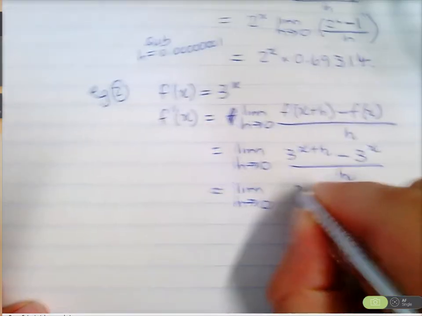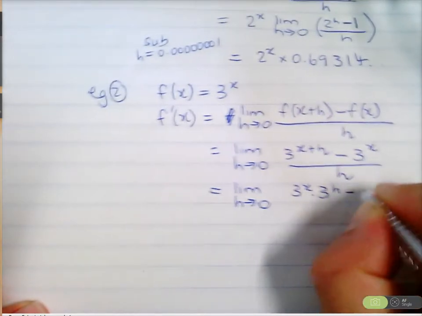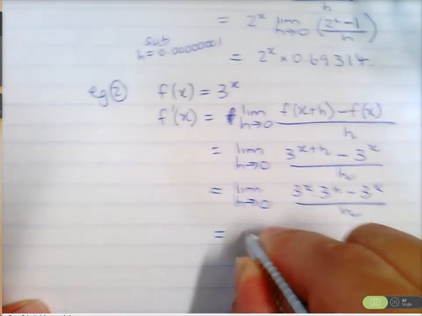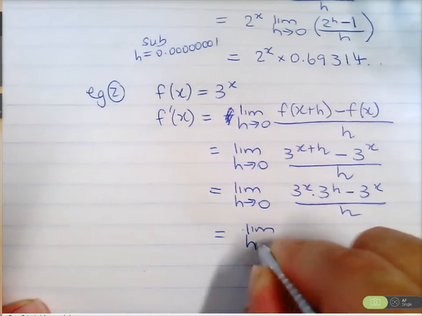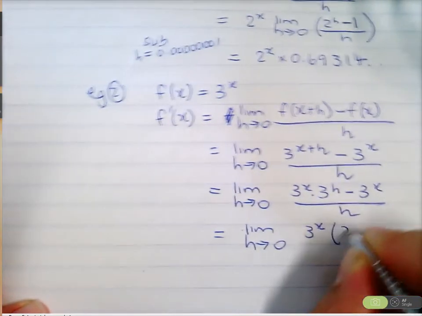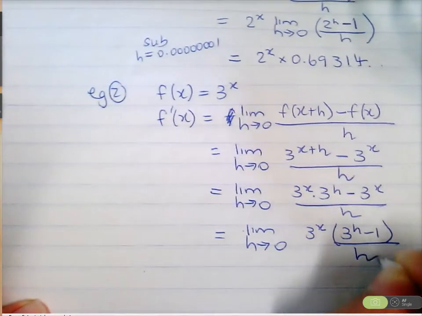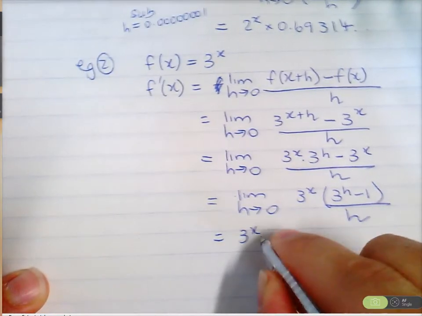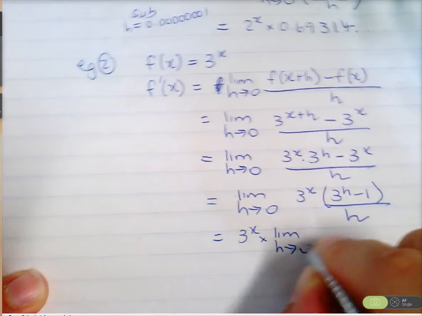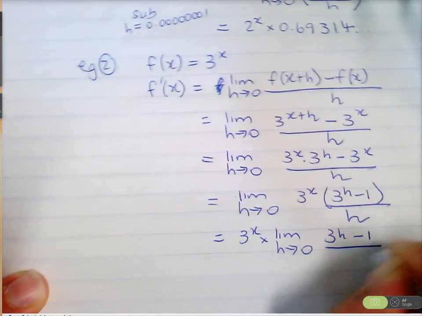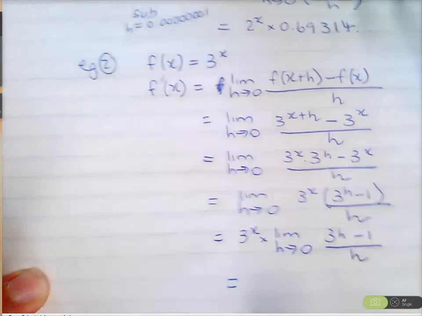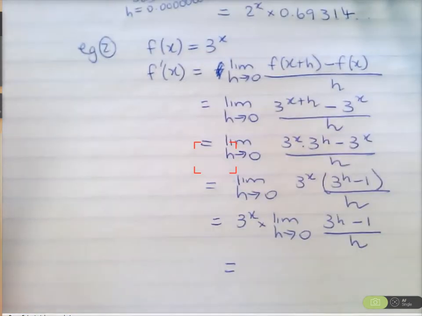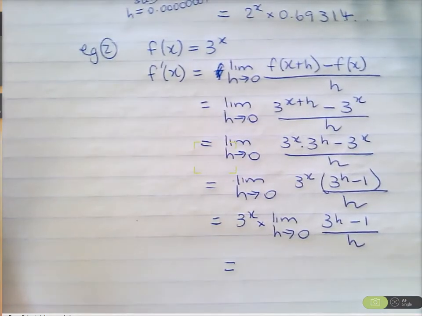I want you to still pull out that 3 to the x. Yeah, but when we sub it. Yep, a nice small one. So 3 to the x is a common factor. So then, it's 3 to the x times the limit as h approaches 0 of 3 to the h minus 1 over h. Now, you're going to substitute that really small h again, and you should get 1.0 something.